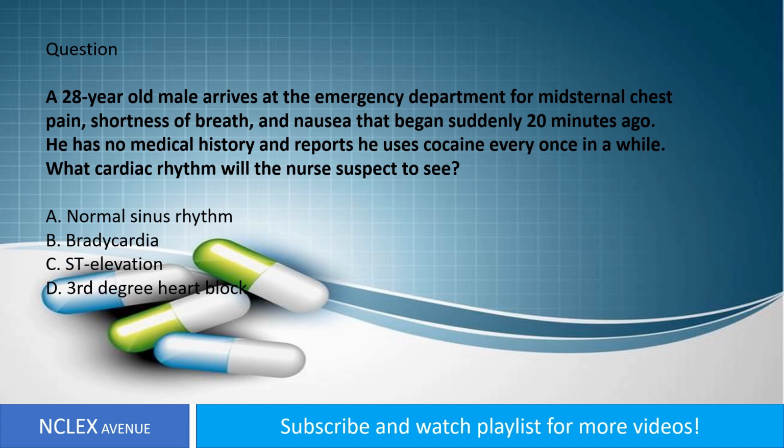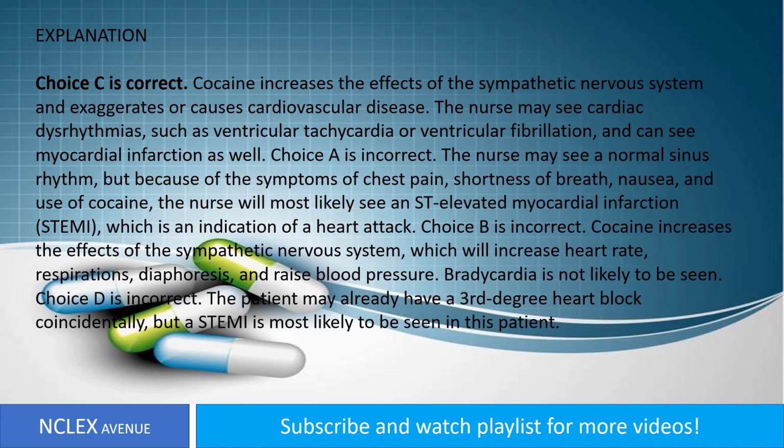Question. A 28-year-old male arrives at the emergency department for midsternal chest pain, shortness of breath, and nausea that began suddenly 20 minutes ago. He has no medical history and reports he uses cocaine every once in a while. What cardiac rhythm will the nurse suspect to see? A. Normal sinus rhythm. B. Bradycardia. C. ST elevation. D. Third-degree heart block. Explanation. Choice C is correct.